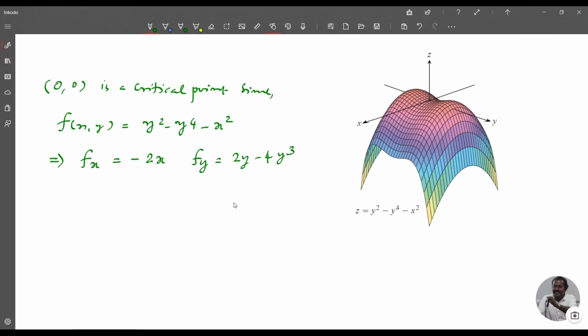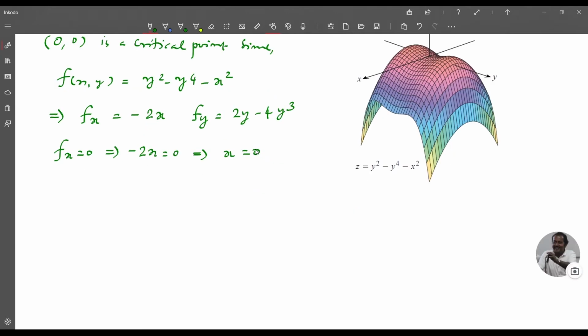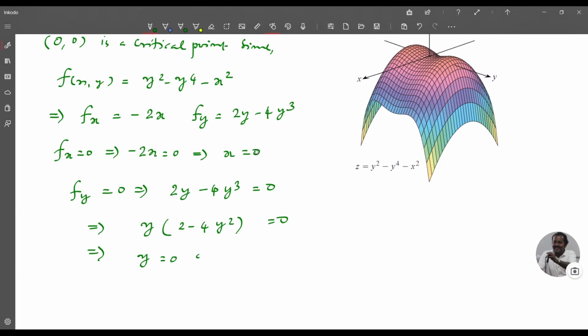Now fx equal to 0 implies minus 2x equal to 0, so this implies x equal to 0. And fy equal to 0 implies 2y minus 4y cubed is equal to 0. So this implies y times (2 minus 4y squared) equal to 0. So this implies y equal to 0 or 2 minus 4y squared equal to 0.